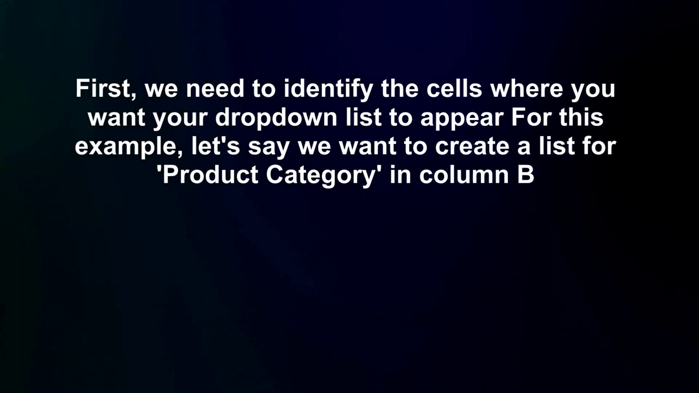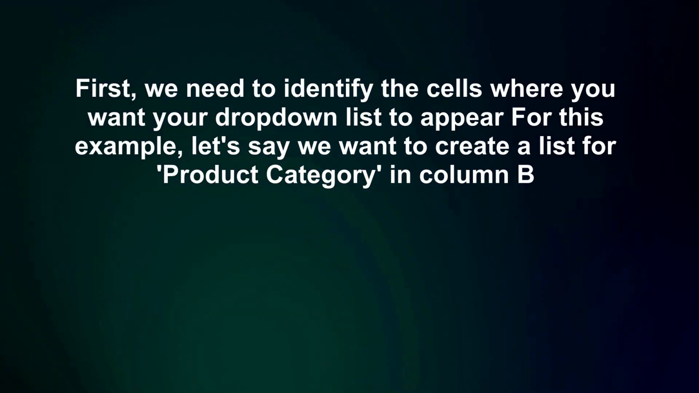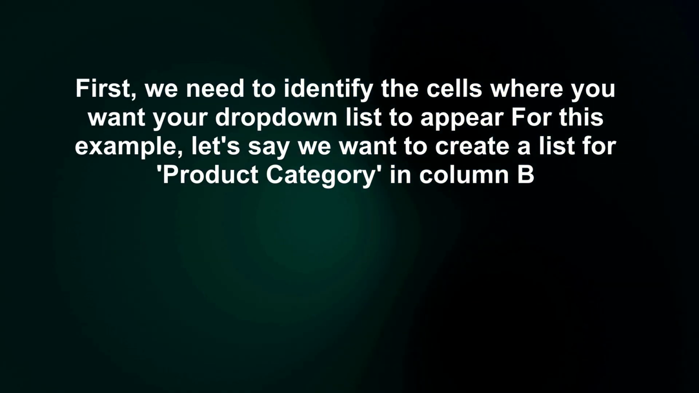First, we need to identify the cells where you want your drop-down list to appear. For this example, let's say we want to create a list for product category in column B.